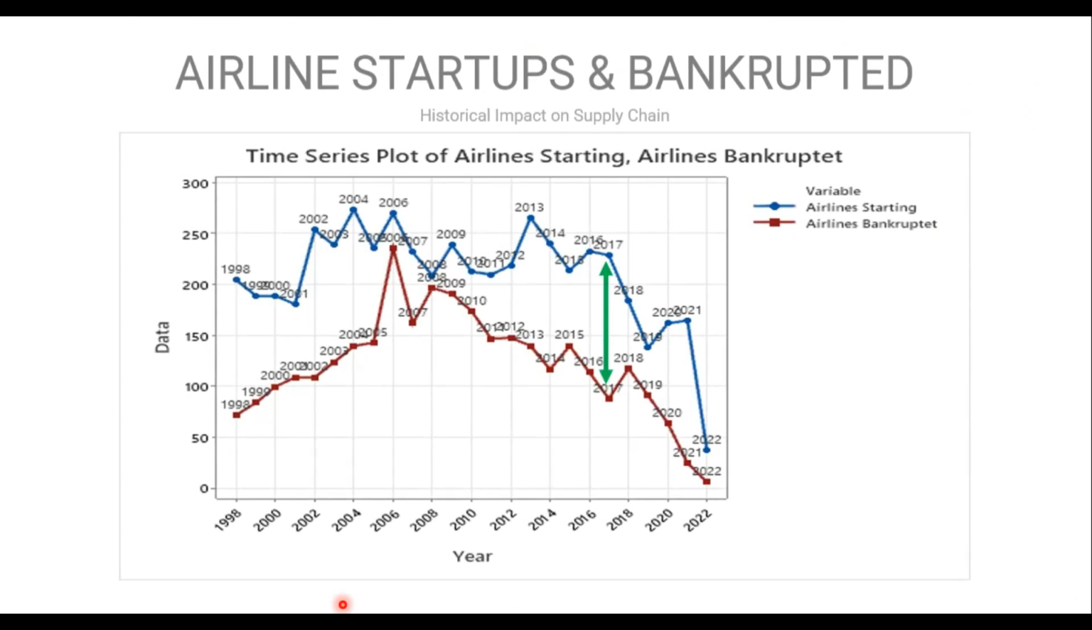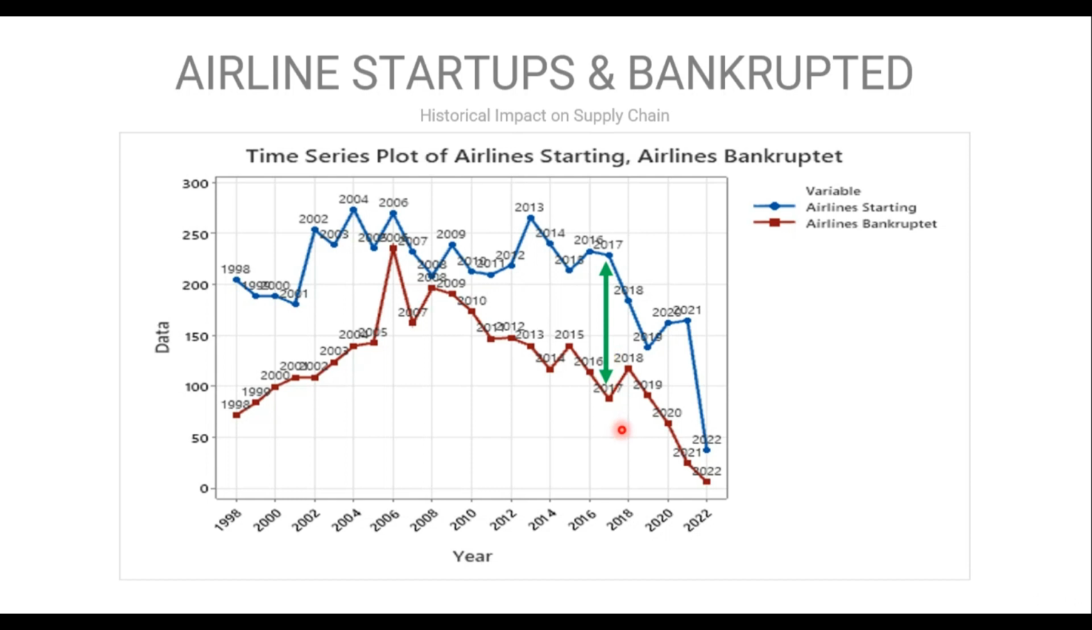This is some statistics that I did between the startup airlines and the bankrupted airlines. And I need you to pay attention to what's happening here in 2017. You will find that the gap between the starting airlines and the bankrupted airlines is big.